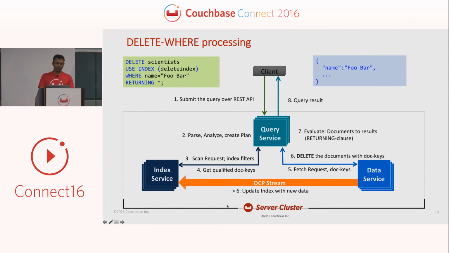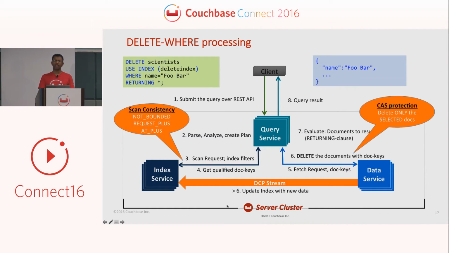And the diagram looks pretty similar to insert. But I want to highlight one thing here, that is the CAS protection. What is that? It's compare and swap. So there are two stages happening here. In steps 3 and 4, you're getting a list of documents that will be deleted because all those documents are satisfying your search criteria, whatever the predicate is.